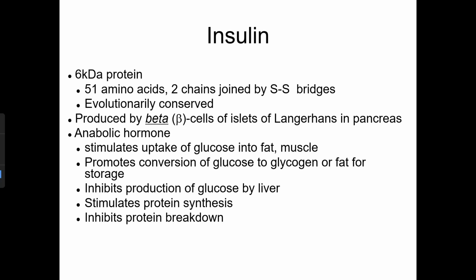It's produced by the beta cells of the islets of Langerhans in the pancreas. That is something very important that you do need to know. It's an anabolic hormone which stimulates the uptake of glucose into fat and muscle tissue. It promotes the conversion of glucose to glycogen or fat for storage. It inhibits the production of glucose by the liver. It stimulates protein synthesis, and it inhibits protein breakdown.